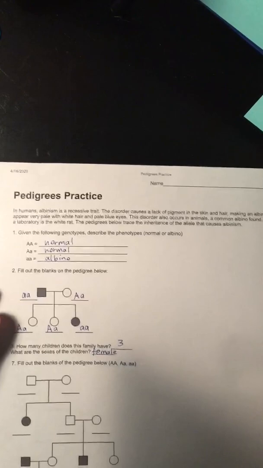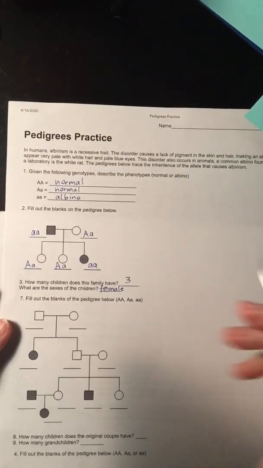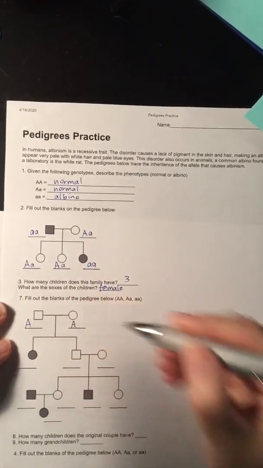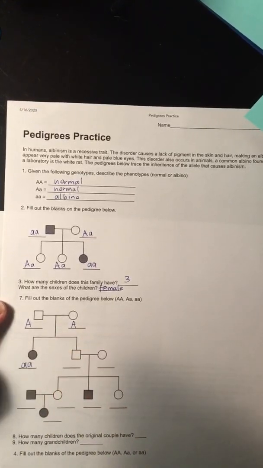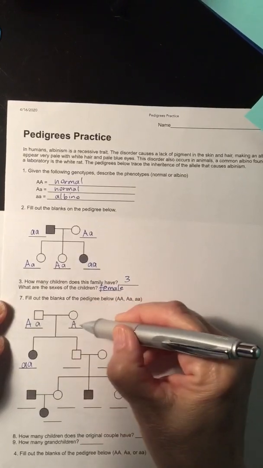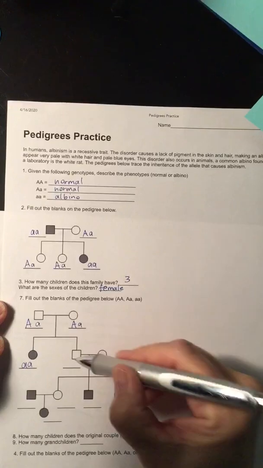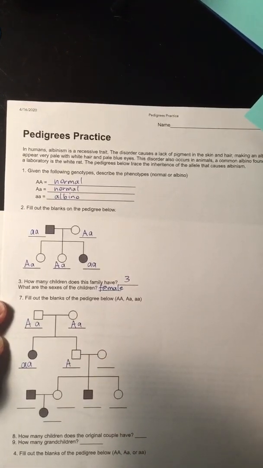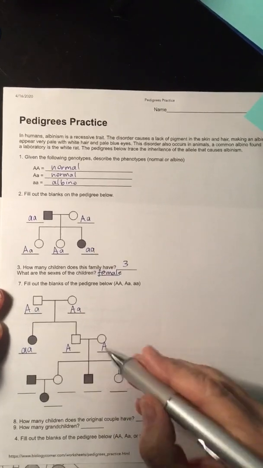So here's number 7. Fill out the blanks in the pedigree below. We know that this person is big A something, and we know this person is big A something, but guess what? They have this little a kid, a daughter, so they must both be heterozygous for the trait. So far, so good. Okay, we know this guy is big A something. We know this woman is big A something. But guess what? They got this albino kid.